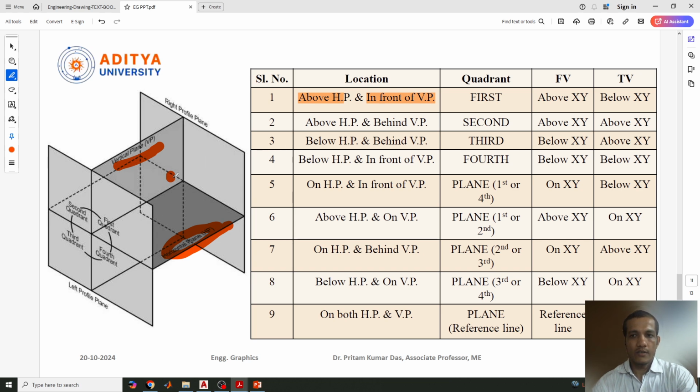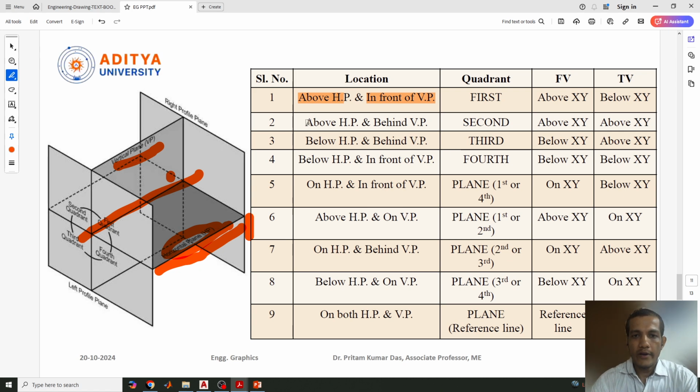And how to draw it? The front view will be above HP, and the top view will be below XY. Why? Because while drawing the projection, the horizontal plane will be rotated 90 degrees. The vertical plane will be as usual, and the horizontal plane will be rotated so that it comes down, and this line is called your reference line, which is your XY line.